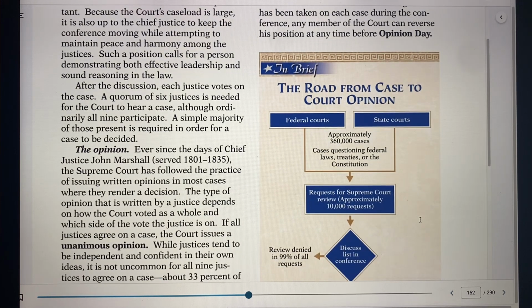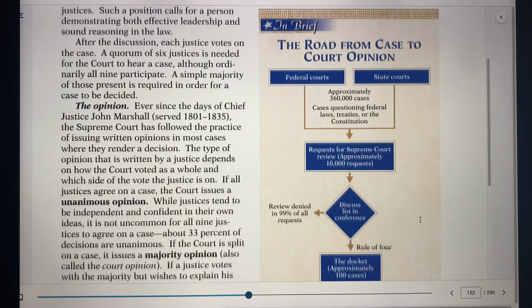After the discussion on Friday, they're all getting together to discuss. Each justice votes on the case. There's a quorum of six justices needed for the court to hear the case. Six of them have to say, yes, we're going to hear the case. Although all nine will participate, there has to be at least six that want to hear the case. A simple majority of those present is required to order a case to be decided. So that's what they need to do.